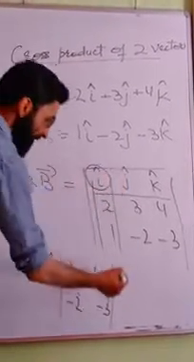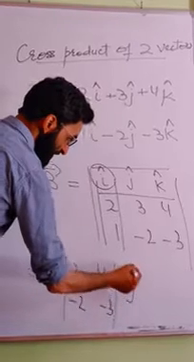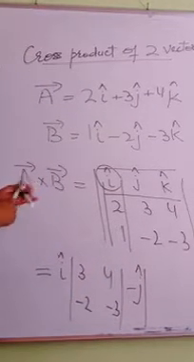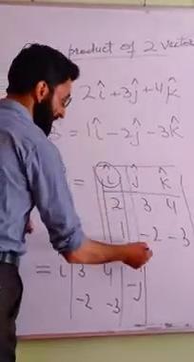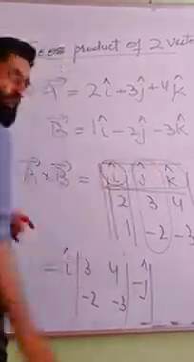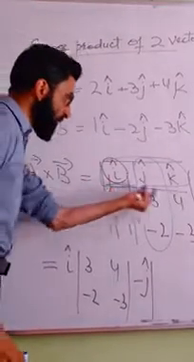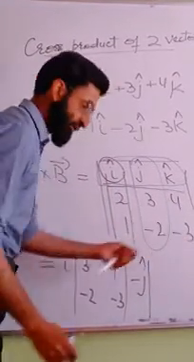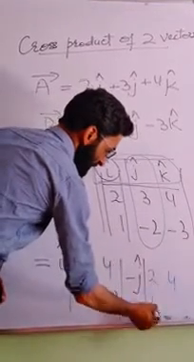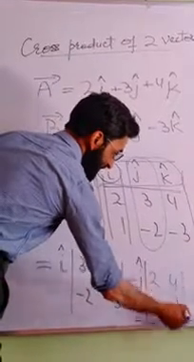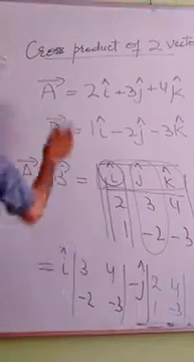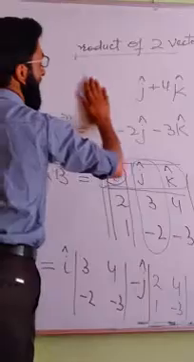Now we will take minus j cap, and now we will hide the column of this j cap and the row of this j cap. Now what is left here? 2, 4, 1 and minus 3. We will write 2, 4, 1 and minus 3. Clear? After that, we will take plus k cap.